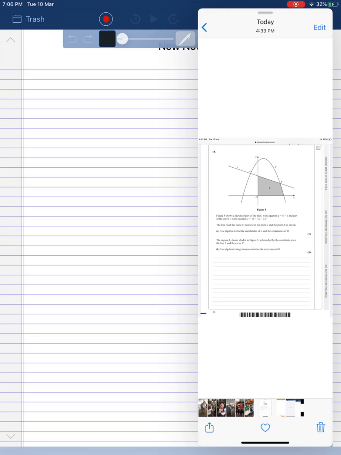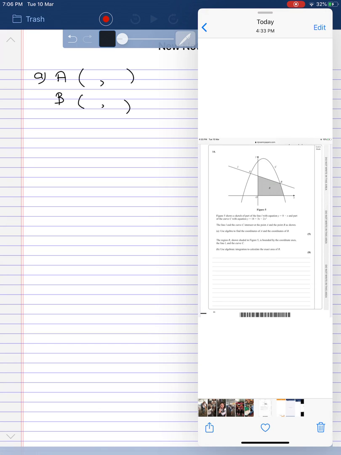You asked me about this question. Okay, and how do we find the area of the shaded region R? The first step, in part A, is to find the intersection of the curve and the line, which means to find the coordinates of point A and the coordinates of point B.